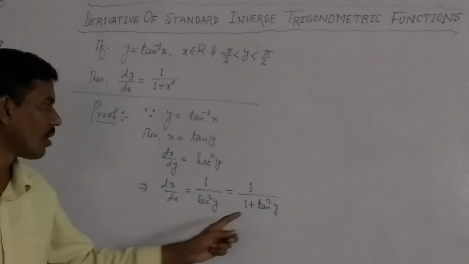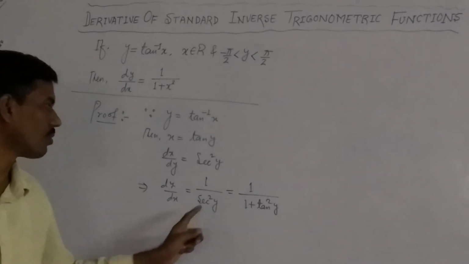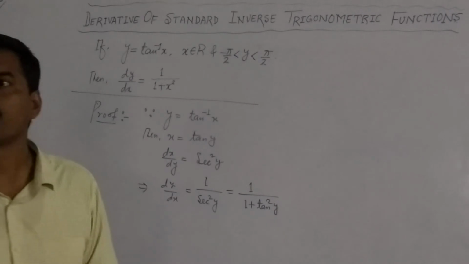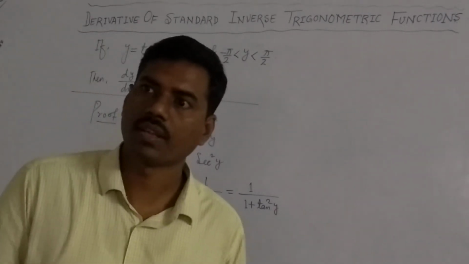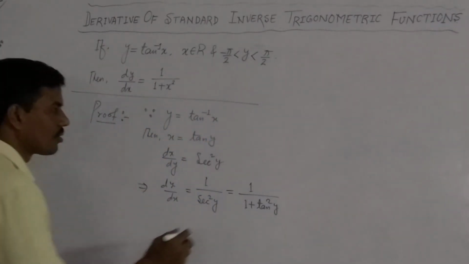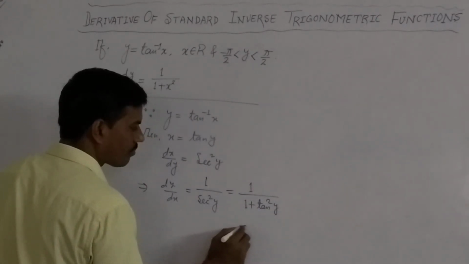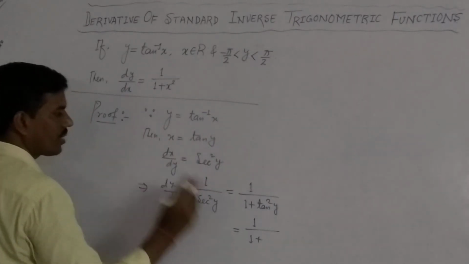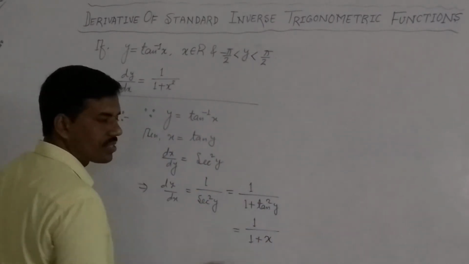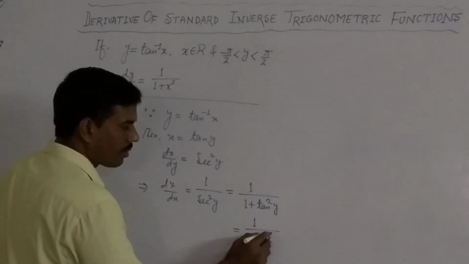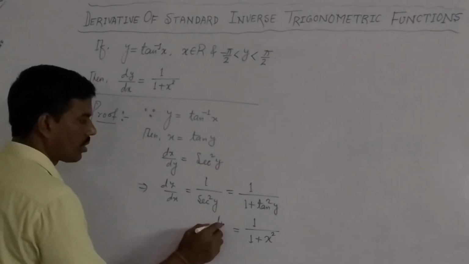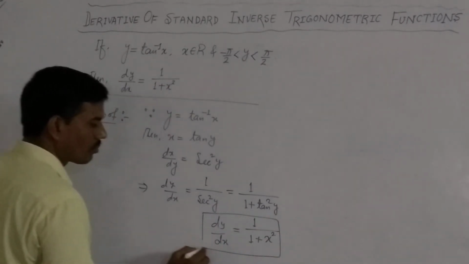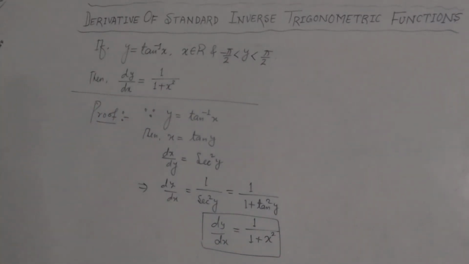So we know that 1 plus tan square y is equal to sec square y. Therefore we replaced sec square y in the form of tan square y. So this one is equal to 1 upon 1 plus tan y, where tan y is x, and so tan square y gives x square. So the last result is dy by dx is equal to 1 upon 1 plus x square.